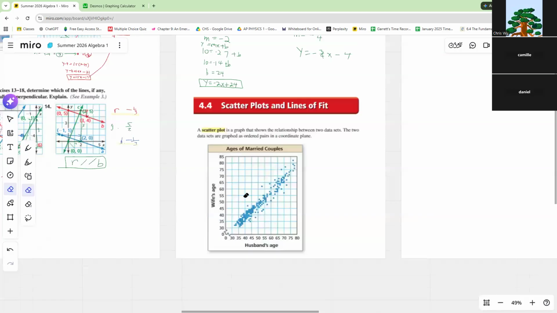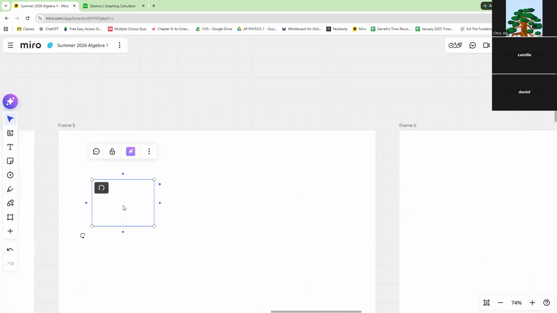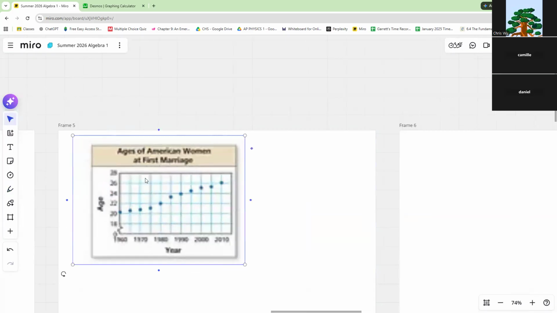Here is another scatter plot relating other things. For example, this is a plot of the age of American women at first marriage. So when do they first marry? In the 1960s, apparently, women on average marry when they're 20 years old. And then the age generally increases. By 2010, the average first marriage age for women is about 26, right? So we can see that relationship.